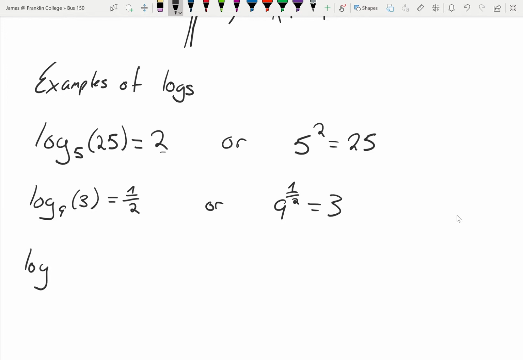Or if we have log base 2 of 1/4 equals -2, that's the same thing as saying 2 raised to the -2 power equals 1/4.